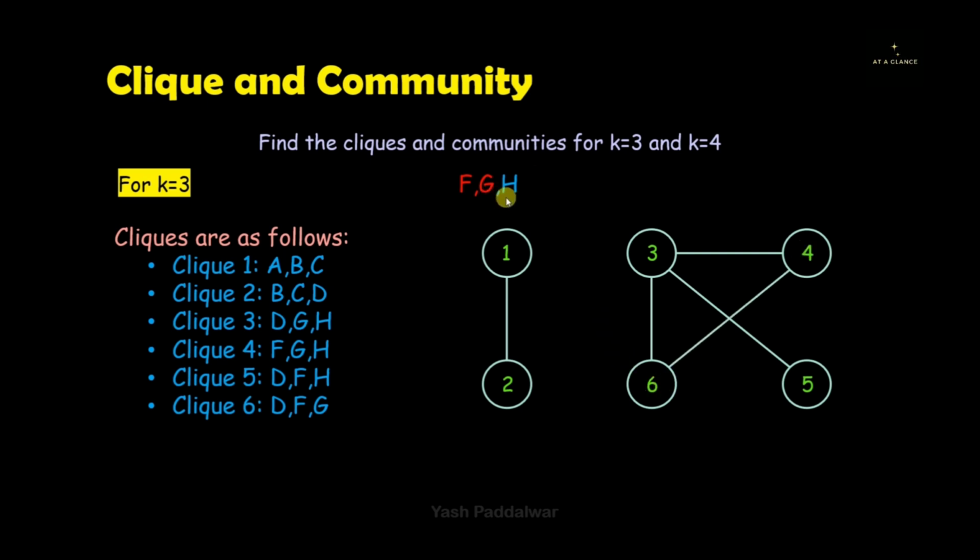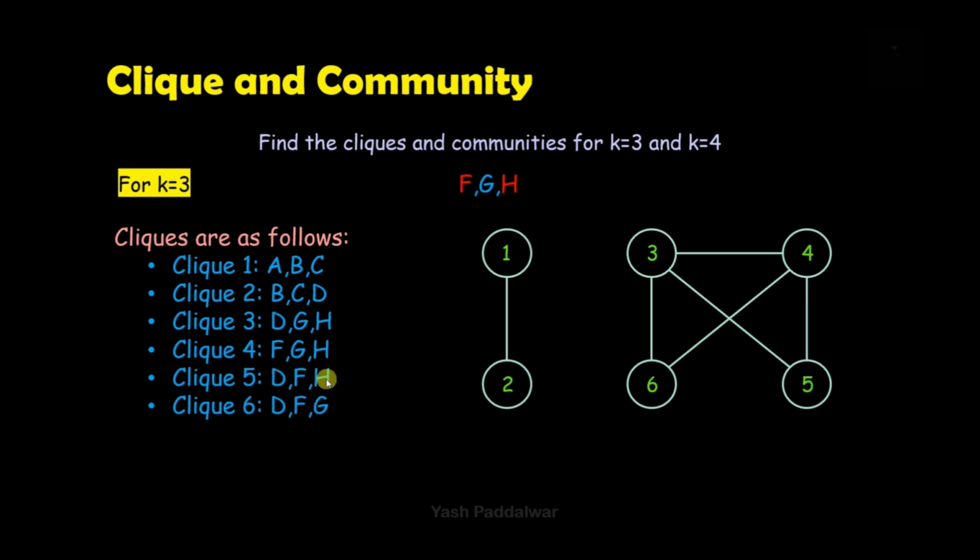Now let's look at another pair, which is G and H. So let's highlight it and check whether G and H is present in any of the other cliques. You can see that G and H is present only in clique 3 and 4, for which we have already made the connection. Now let's check the other pair, which is F and H. You can see clearly clique 5 contains the nodes F and H. So there will be a connection from clique 4 to clique 5. So let's make the connection. So now we are done with clique 4.